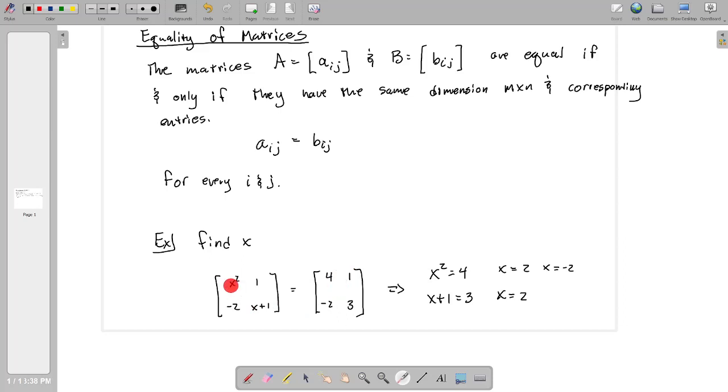If I plug in a 2, I get 2 squared is 4. That's fine. And 2 plus 1 is 3. So 2 definitely works. Now let's check negative 2. If I plug in negative 2, I get negative 2 squared, which is 4. That's fine. And then negative 2 plus 1 is negative 1. But that's not equal to 3. So negative 2 is actually not a solution in this case. So only x equals 2 is a solution, because it needs to work for every single entry in the matrix.